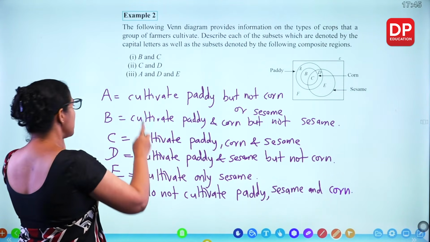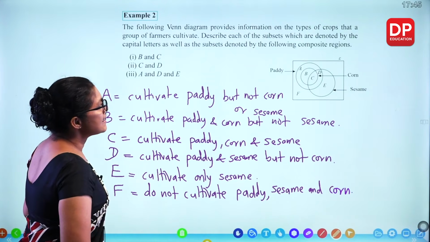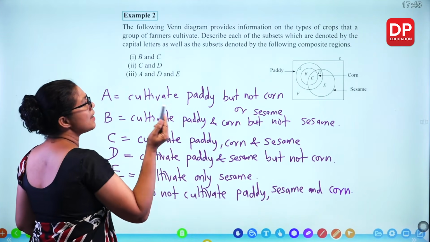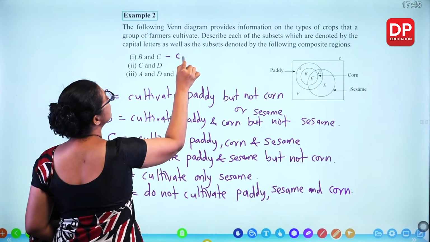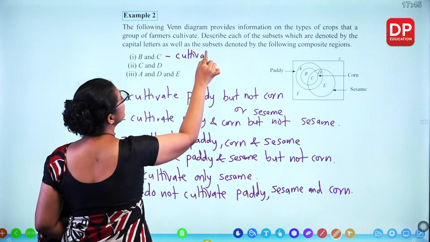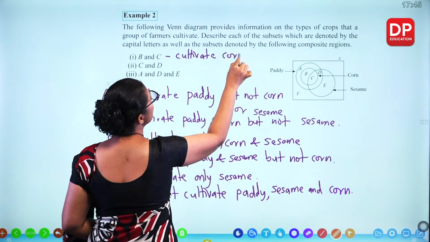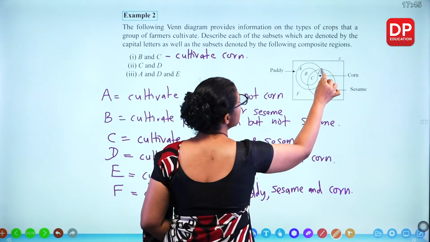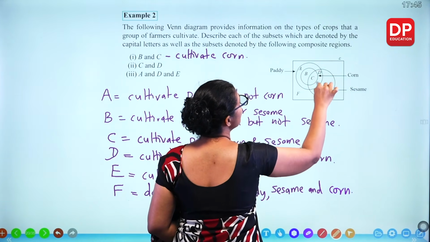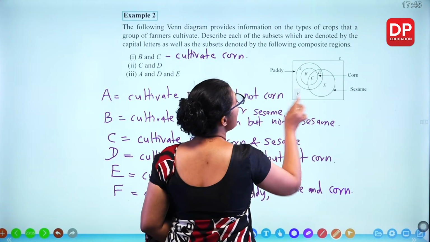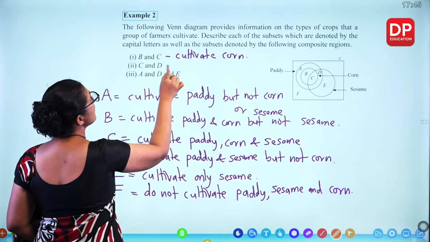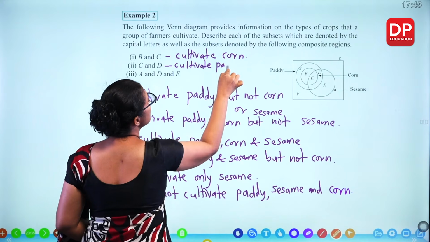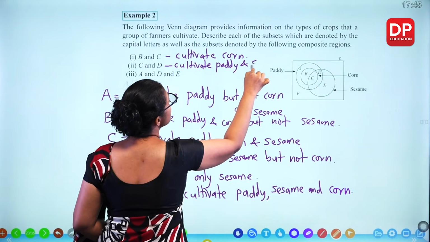Now we'll try to do these ones. B and C. B and C means the whole corn circle. That means cultivate corn. C and D. C, D. This whole part. That means paddy and sesame. Cultivate paddy and sesame.